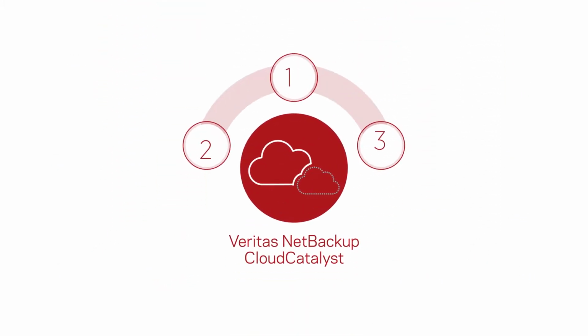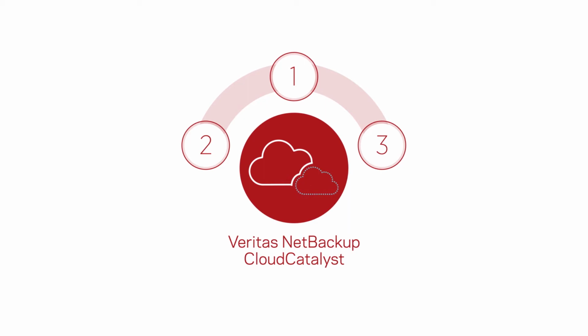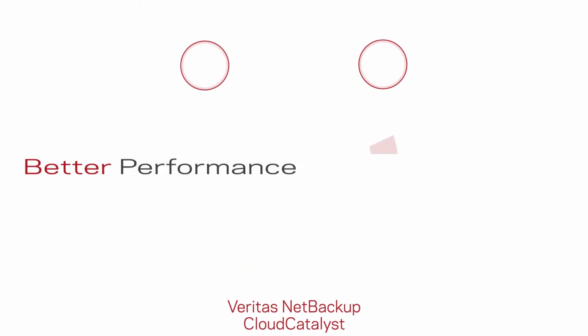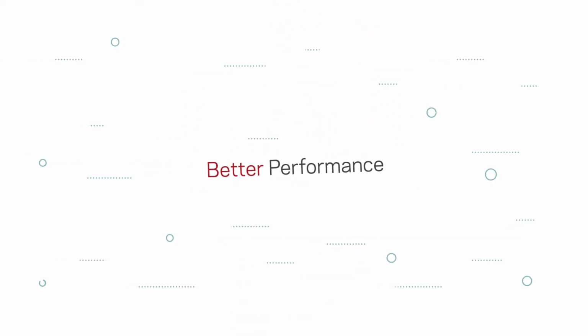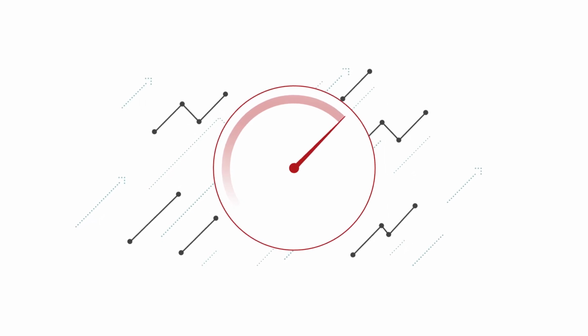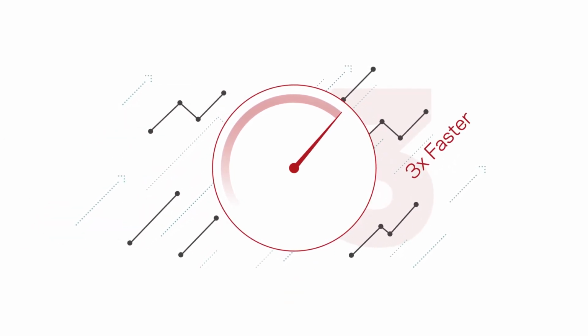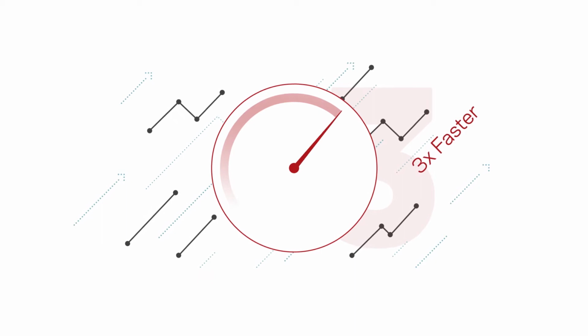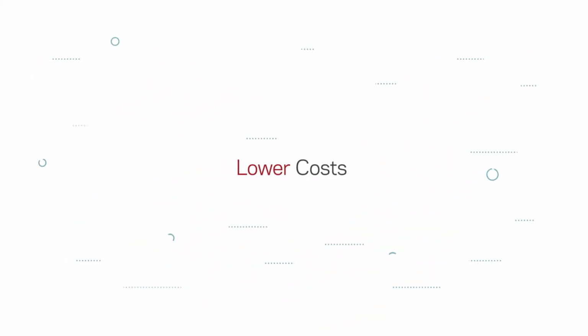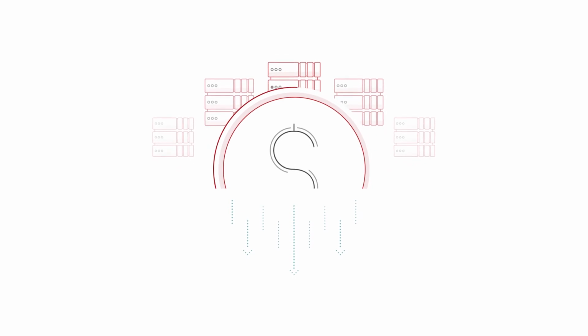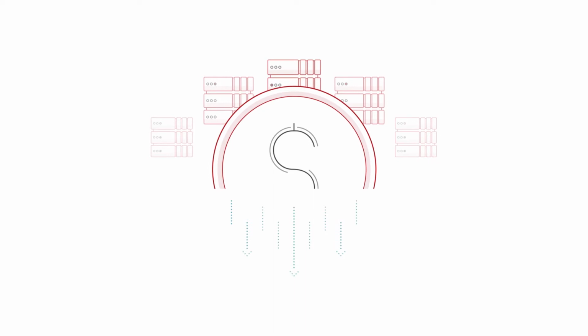Veritas NetBackup CloudCatalyst Dedupe technology offers three benefits. Better performance, with increased throughput without the need to dedupe data and three times faster performance than alternative solutions. Lower costs, NetBackup CloudCatalyst optimizes data reduction at up to 98%, which lowers cloud storage and network costs.